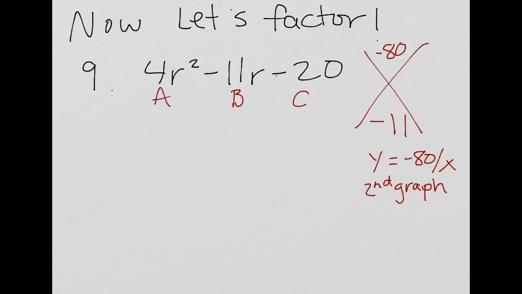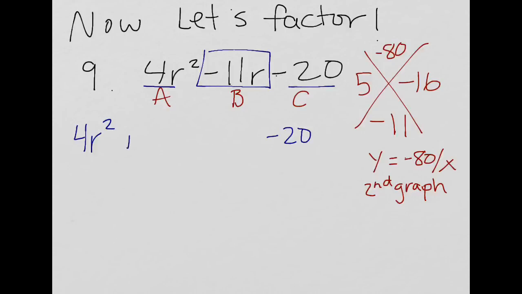That'll help you. So I'm looking for something that adds up to negative 11. And I see a 4 and negative 20, but that would give me negative 16. But a 5 and negative 16 is one of the options. And so 5 times negative 16 gives me negative 80, but more importantly, 5 plus negative 16 gives me negative 11. So when I rewrite this, my first and last stays the same. But that negative 11R is going to be broken into a 5R and a negative 16R.